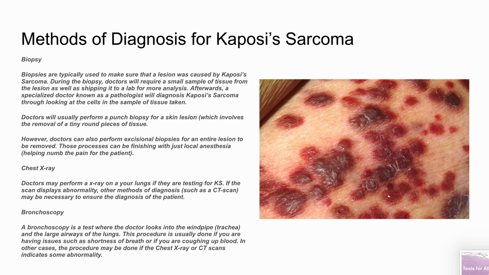Now, a bronchoscopy is a test where the doctor looks into the windpipe, trachea, and the large airways of the lungs. This process is usually done if you're having issues such as shortness of breath or if you're coughing up blood. And in other cases, the procedure may be done if the chest X-ray or CT scans indicate some abnormality.